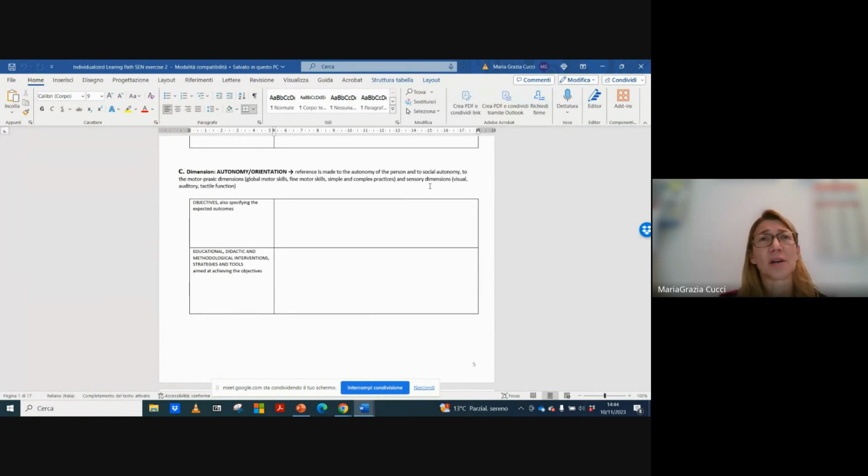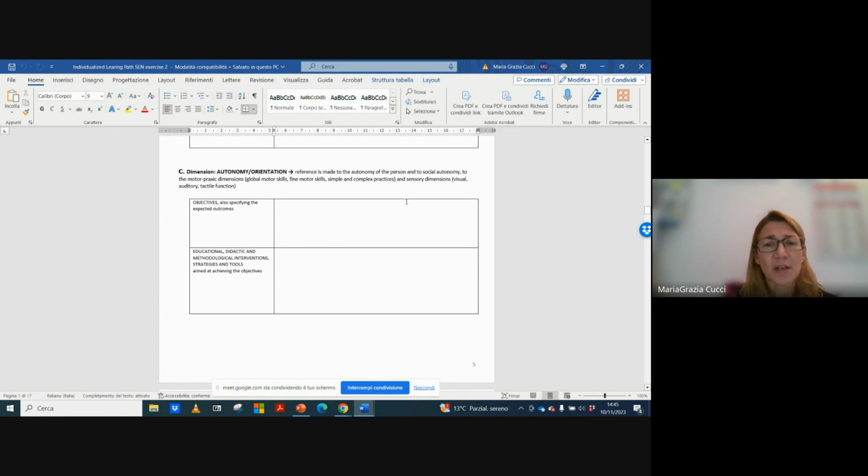So we need to really understand which is the level of autonomy of the student in order to find the correct situation to improve this autonomy and to give tools to find some help if we notice that there isn't enough autonomy in order to achieve the goals that we would like the student to have at the end of the experience.